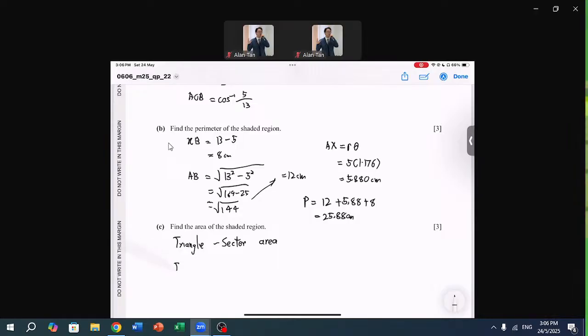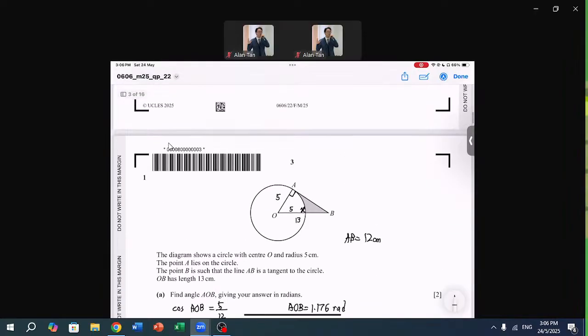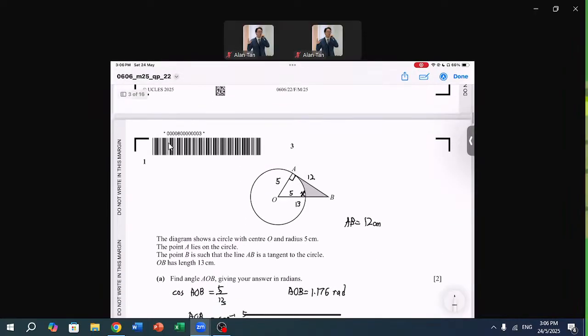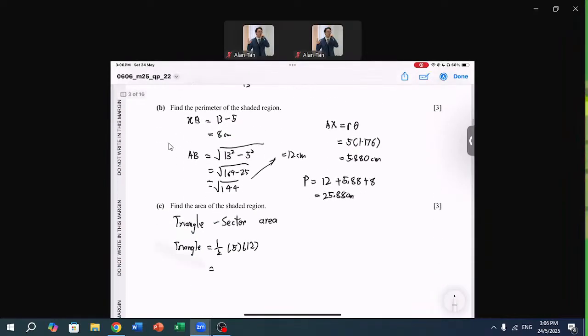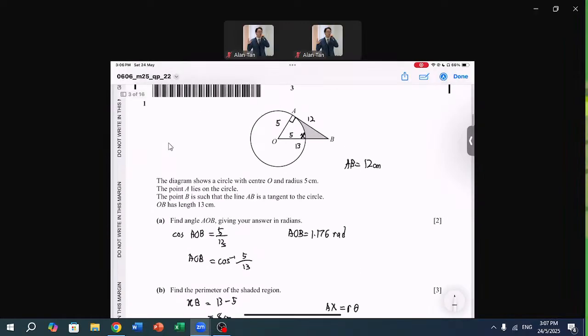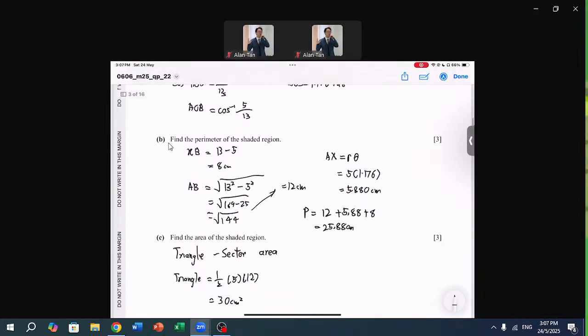For the triangle, we could in theory use half ab sine C, but I see an easier method. Triangle equals half times 5 times 12, and the reason is this is a 90 degree, right angle triangle with a 12 and a 5. Because of that, you can take this as a base and this as a height, making this easy pickings at 30 centimetres squared.